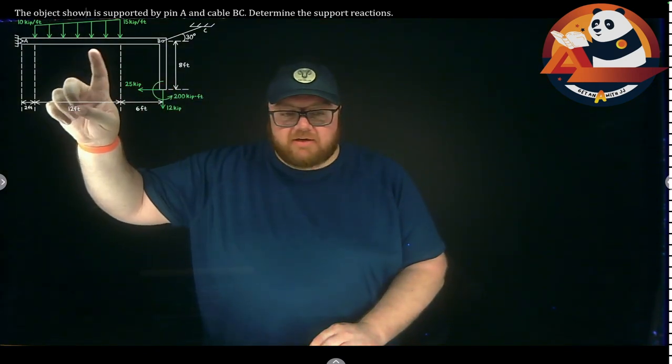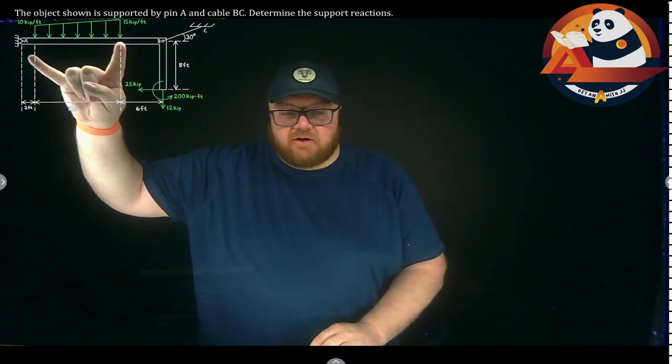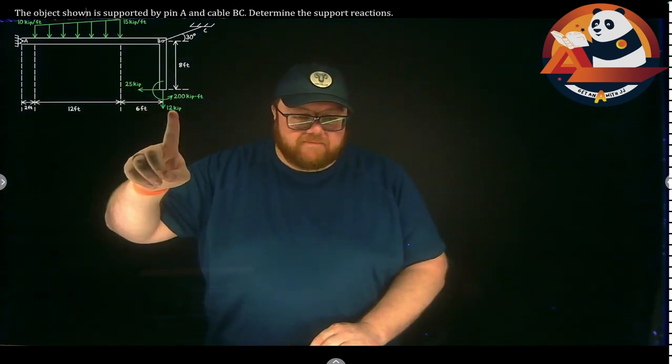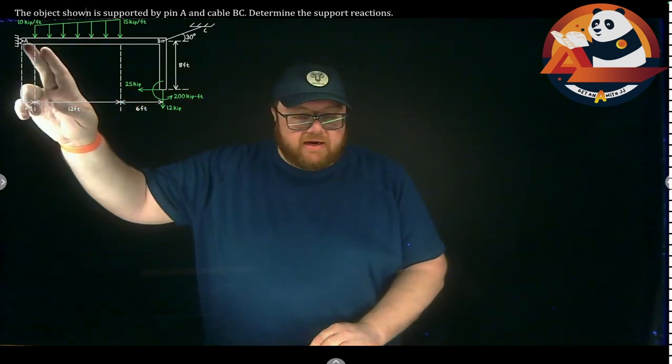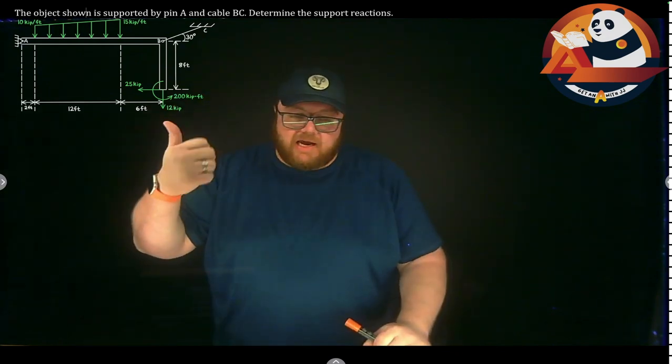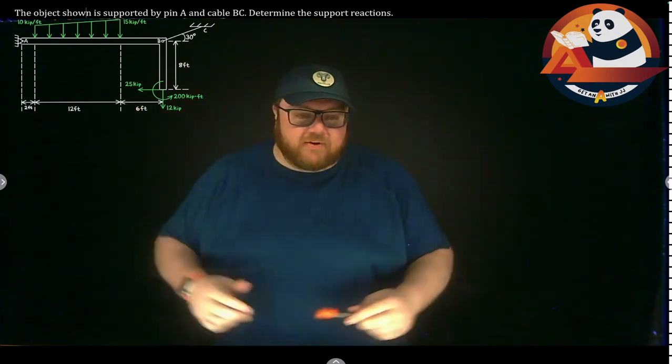Let's go ahead and tackle an example problem. So we're just saying on this one, let's find our support reactions. We have some objects shown. There's a trapezoidal distributed load on it, two concentrated forces, and a couple moment here. Then supported by a pin at A and cable BC. We want to figure out what is going on in A and BC. So AX, AY, and our tension. Three unknowns for us to get through.